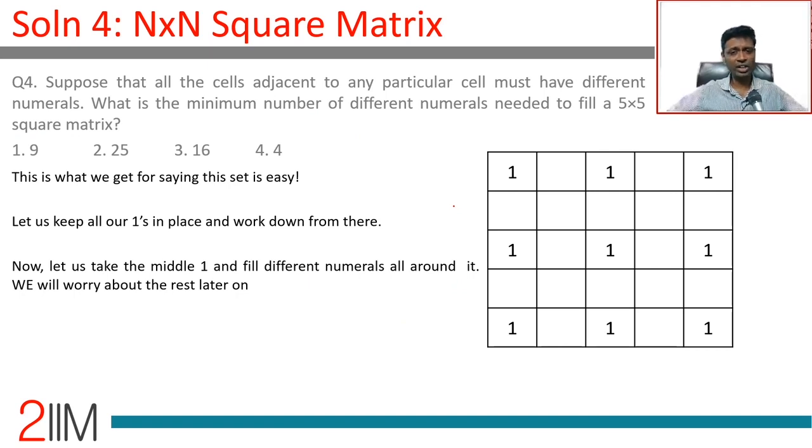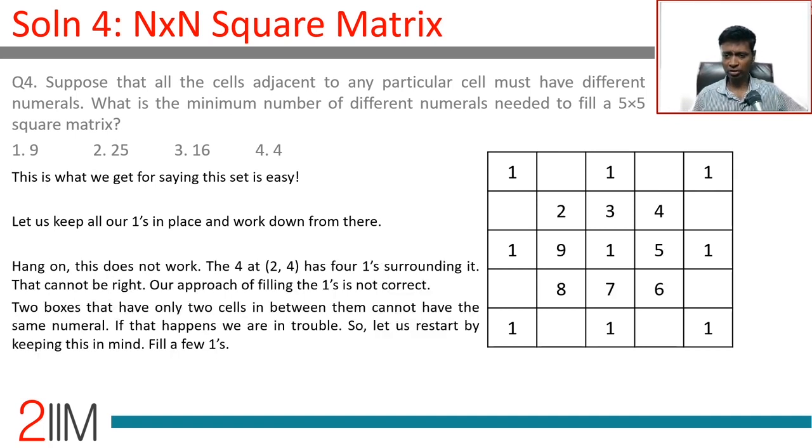Suppose that all the cells adjacent to any particular cell must have different numerals. What is the minimum number of different numerals needed to fill a 5 cross 5 square matrix? Wonderful. So anything adjacent to a particular cell must have a different numeral. So I'm going to fill by putting the threadbare ones in place, thinking about different 3 cross 3s. And so 1, 1, 1, 1, 1, 1, 1, 1, 1. So 9 different ones, they take their positions.